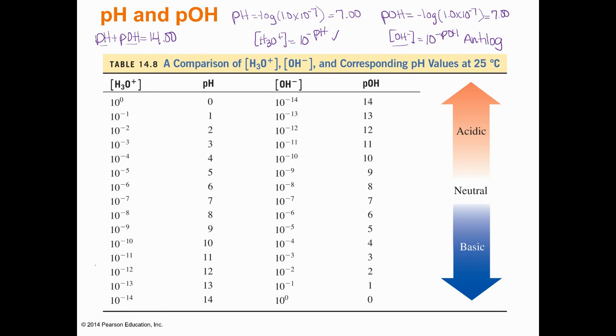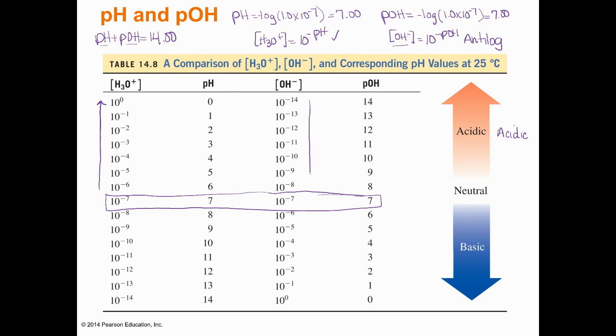Okay, so here's the deal. You have the idea that here's our neutral, right? This is our neutral. When you increase hydronium, so you see how these numbers are getting bigger, you're getting acidic. The hydroxide is getting smaller. As we said, those are always inverse to each other.